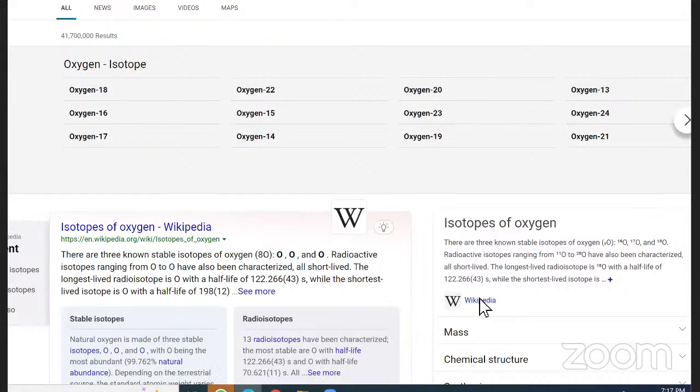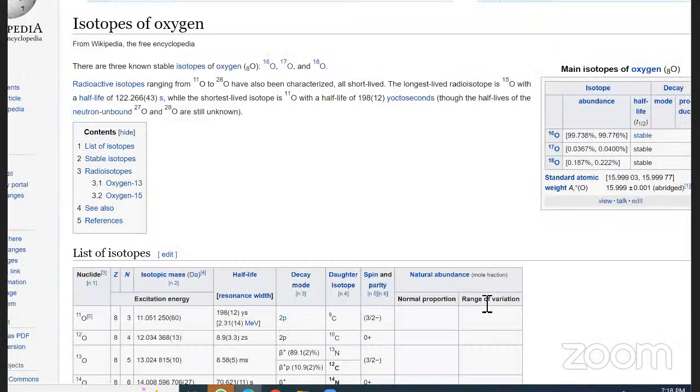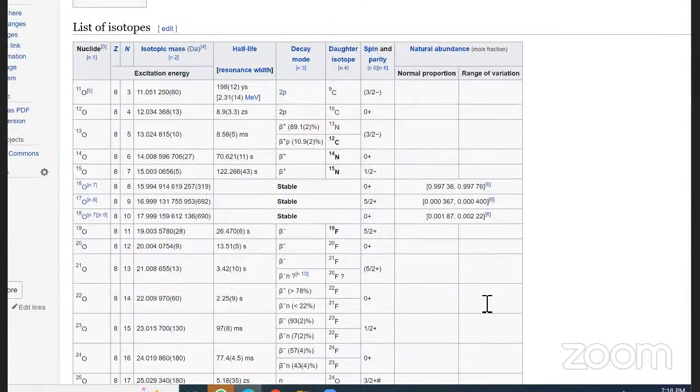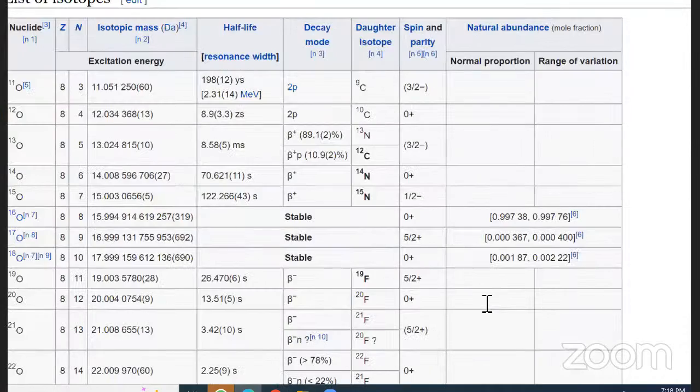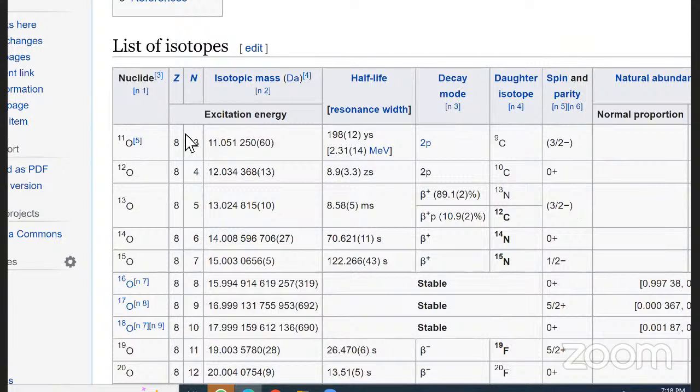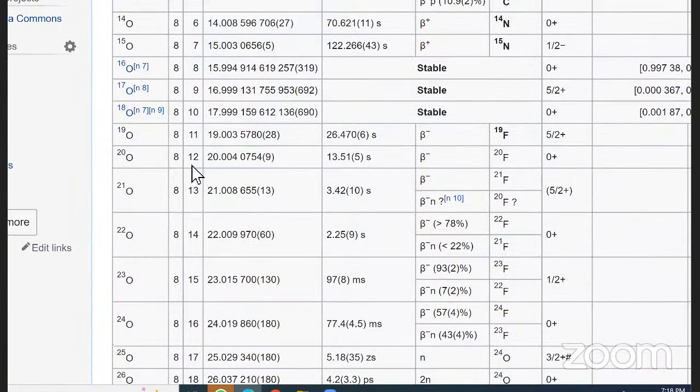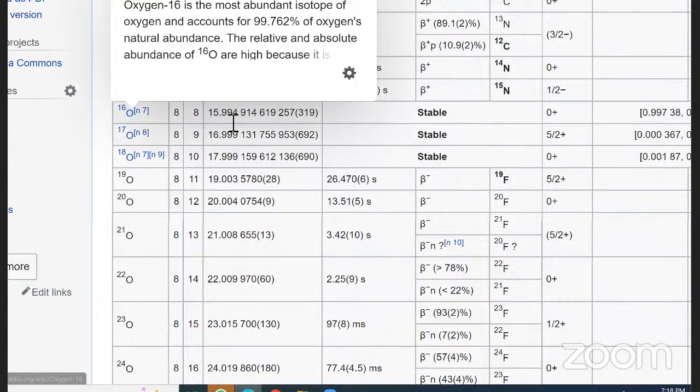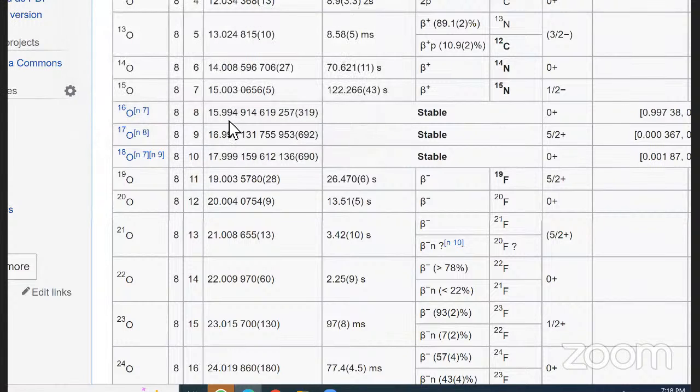Let me call up the Wikipedia page. I don't know if they've given you, yep, this one. They've given you the isotopic mass. For example, there's oxygen 11, that's the mass is 11.051. You've got oxygen 12, which is 12.0 something. This is the most common one, oxygen 16. That's 15.99, almost close to 16. So the point is, isotopic masses are usually very close to the mass number. Okay, clear?